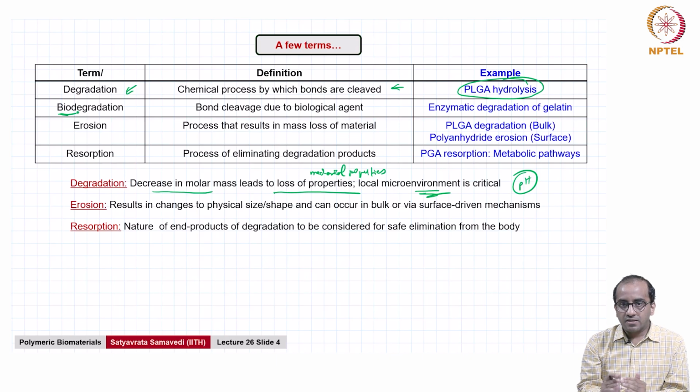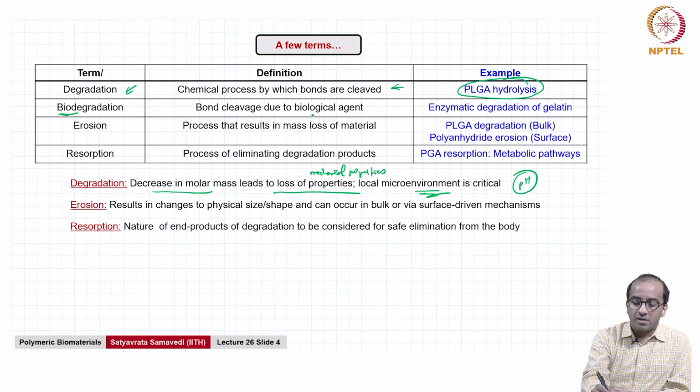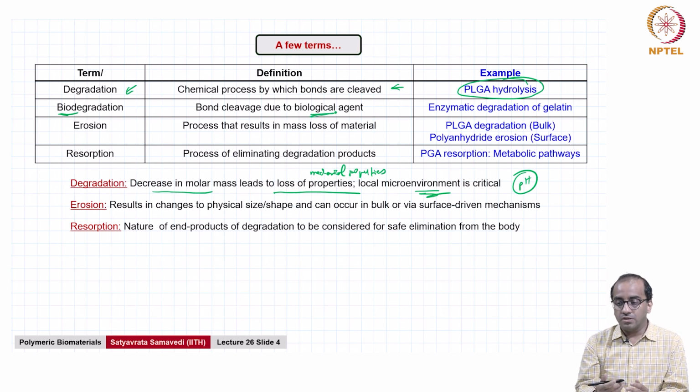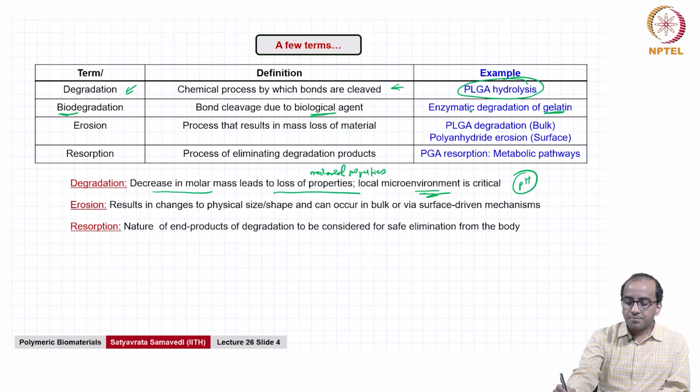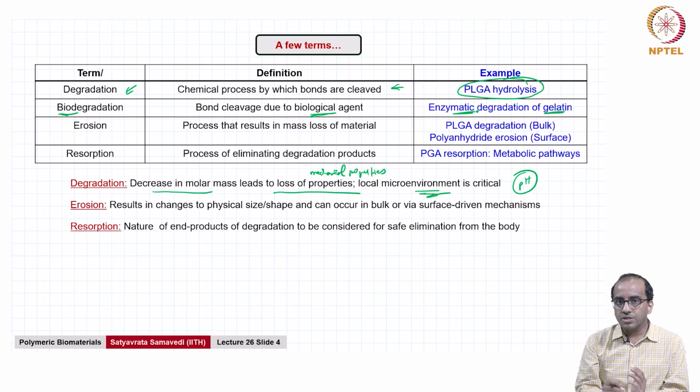Essentially, it's the same as degradation, where you're still cleaving bonds or bond scission occurs along the backbone, except now this is happening due to a biological agent such as an enzyme, right? And shown here is the example of gelatin, which is simply, as we have seen earlier, a denatured form of collagen, right? And gelatin can be degraded using specific enzymes that are found in the body.